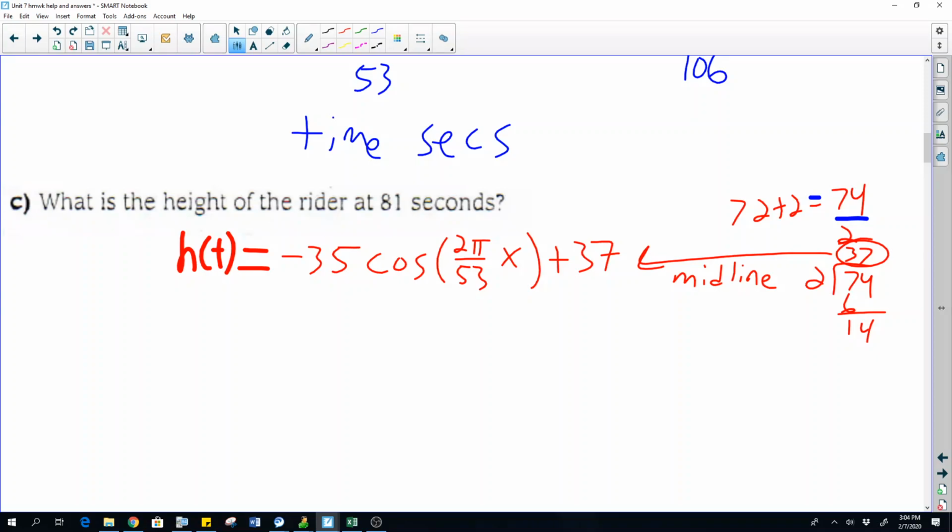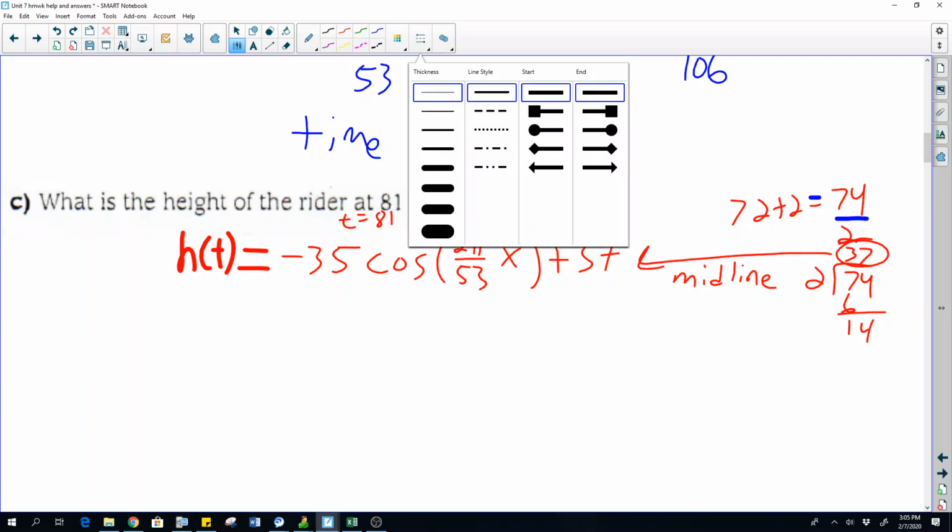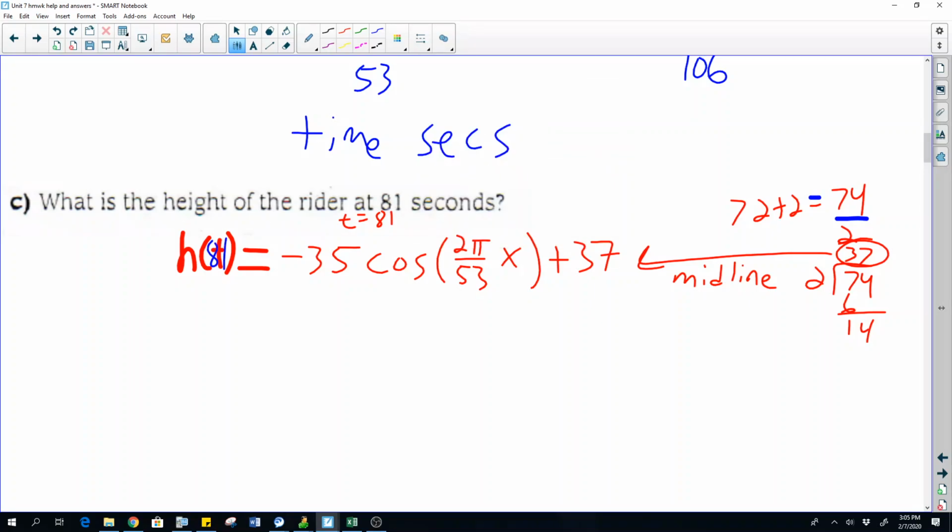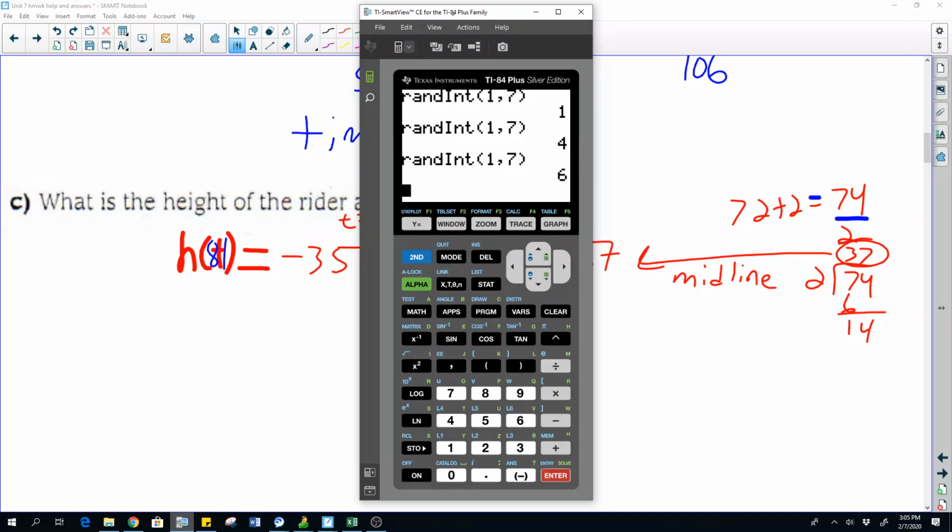Okay, so we want to know what is the height of the rider at t equals 81 seconds. That means we're going to plug in 81 seconds and see what the height is. So we're going to plug it right in there. You can use your regular calculator or graphing calculator to do this.